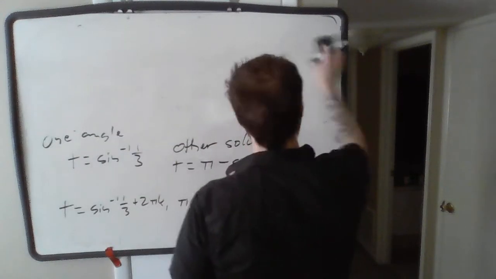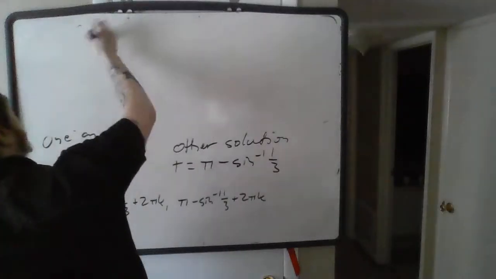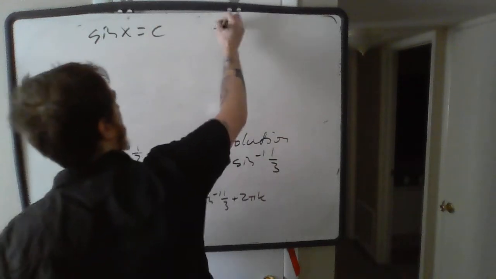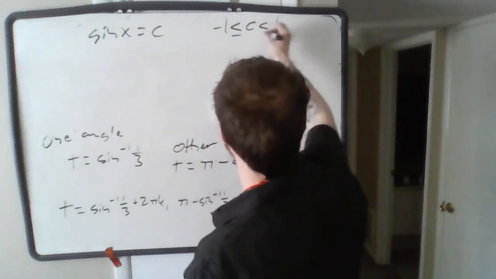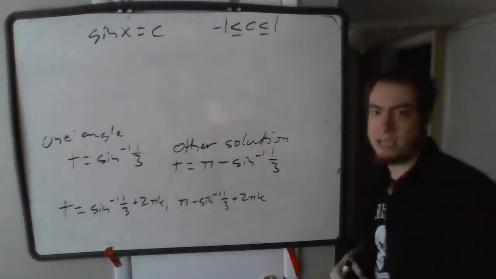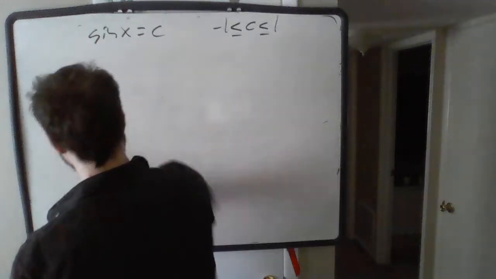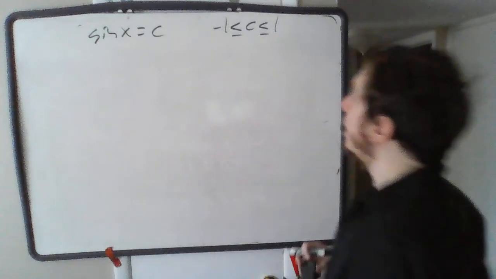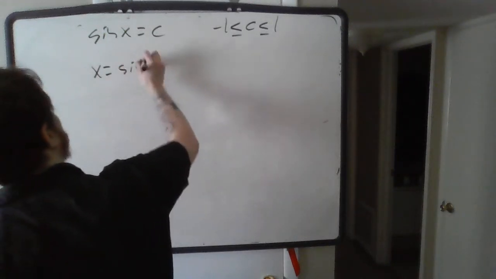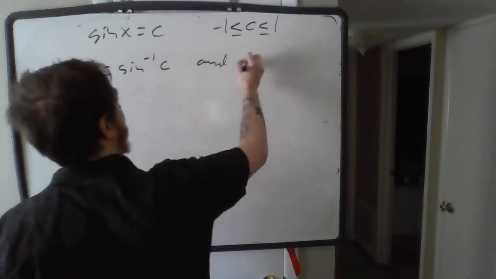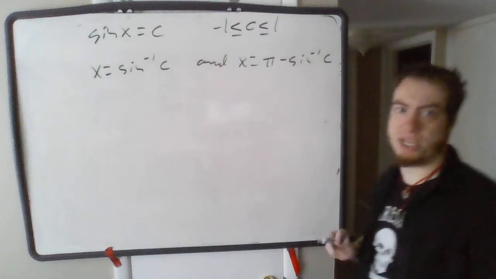So we can write down a general rule here for what to do if you have sine of x equals c with -1 less than c less than +1. Actually, this will even work for less than or equal to. It's just that in some cases, the less than or equal to is going to end up being redundant. But the rule that you're going to get is that your solutions will be x equals sine inverse of c and x equals pi minus sine inverse of c.